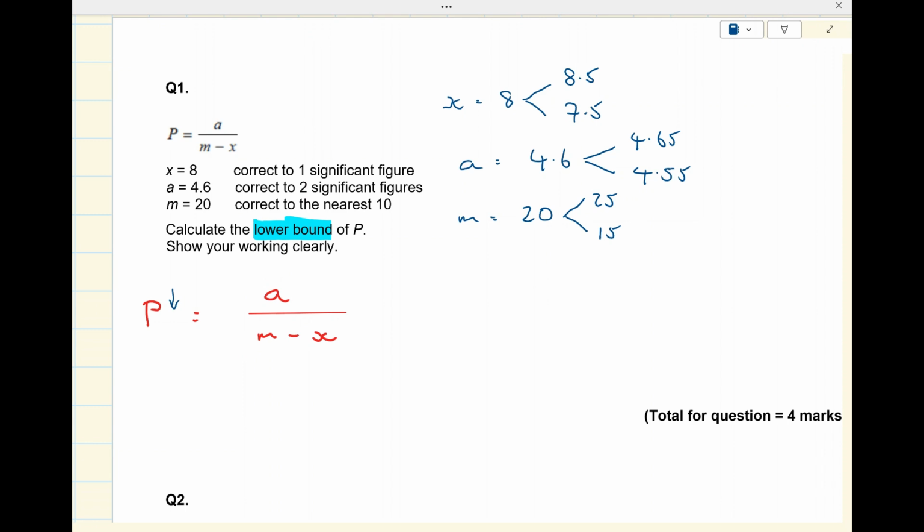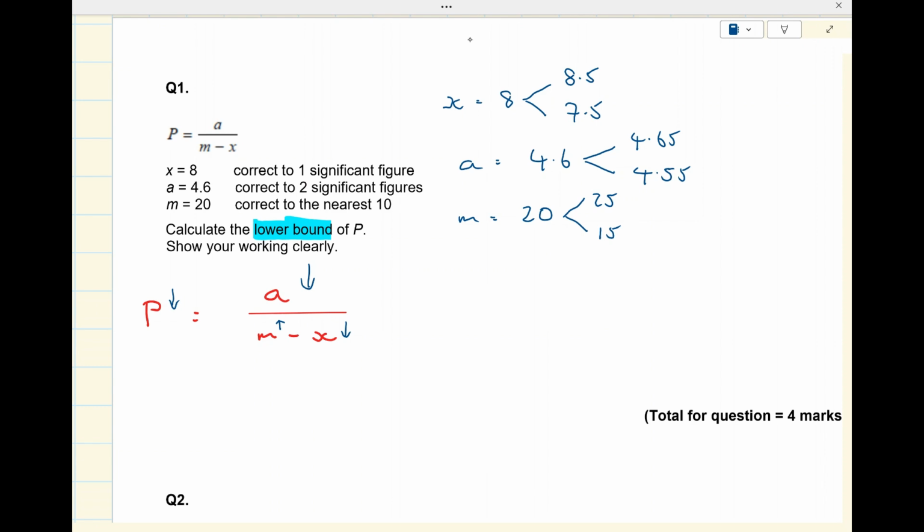So if I want the lowest possible P, I want the lowest possible A, and I want the denominator to be as high as possible. Because if you divide by a higher number, you end up with a lower answer. So how do I get the highest possible denominator? Well, I'm going to want the highest possible m and the lowest possible x. So the difference between those two numbers is as large as possible.